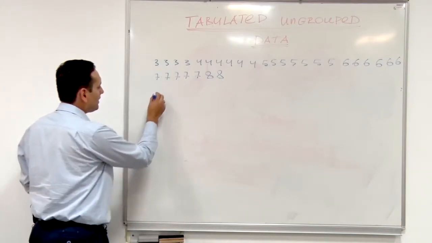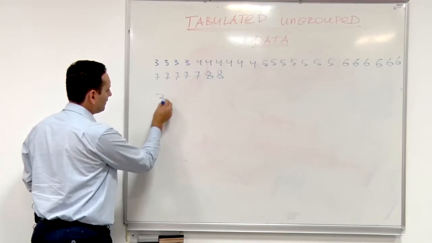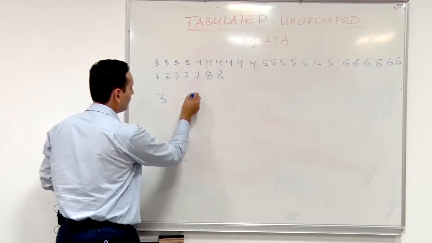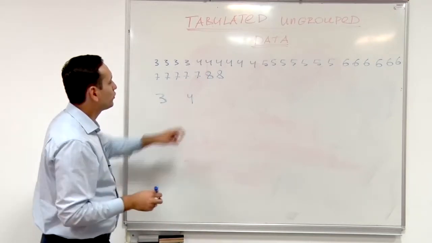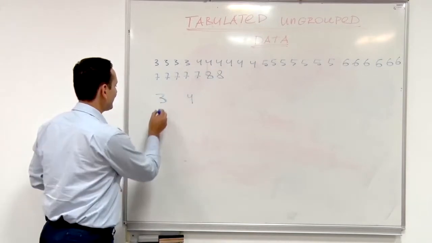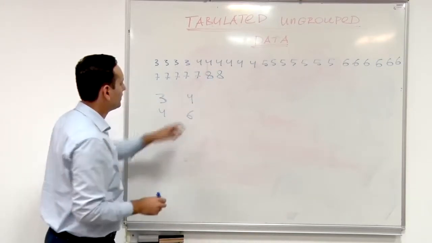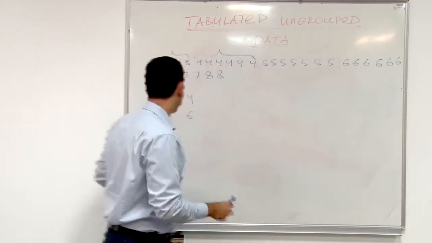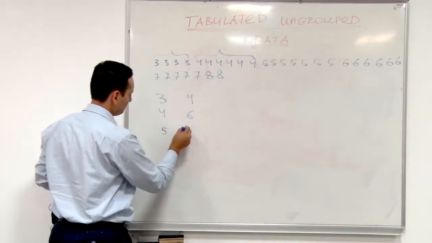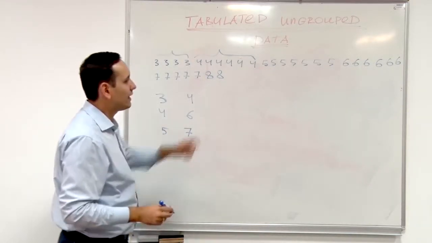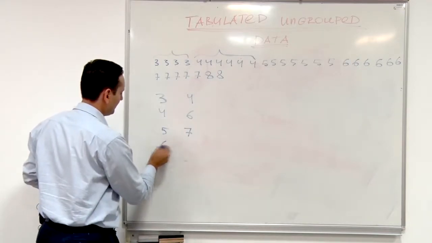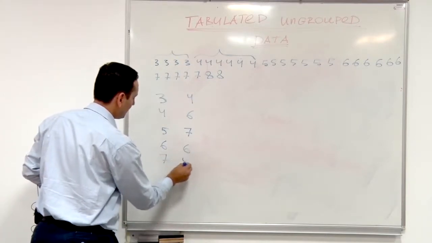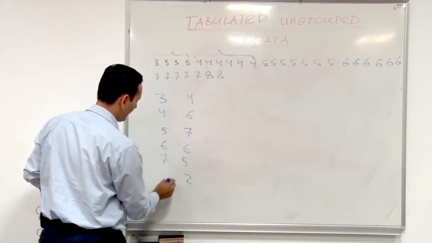Basically, we write 3. How many 3s do we have? We have 4 3s. How many 4s do we have? We have 6 4s. How many 5s do we have? We have 1, 2, 3, 4, 5, 6, 7 5s. How many 6s? We have 6 6s, and 5 7s, and we have 2 8s.